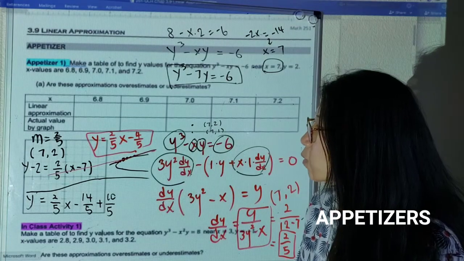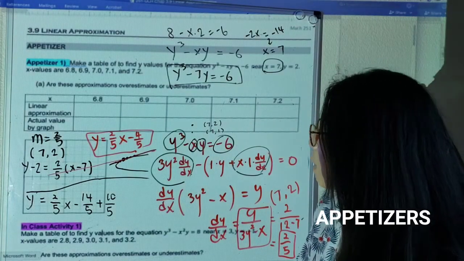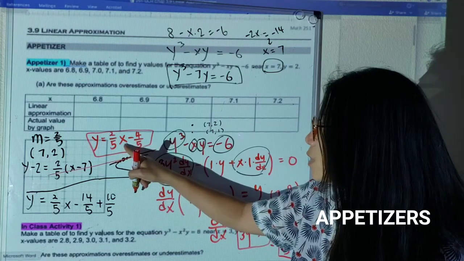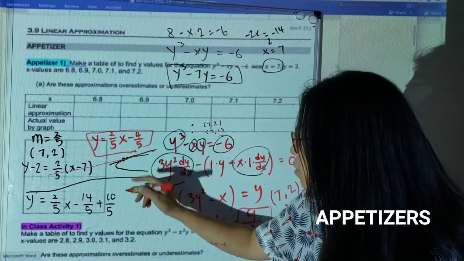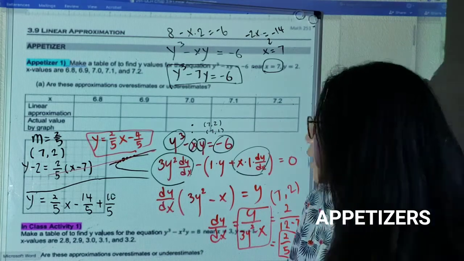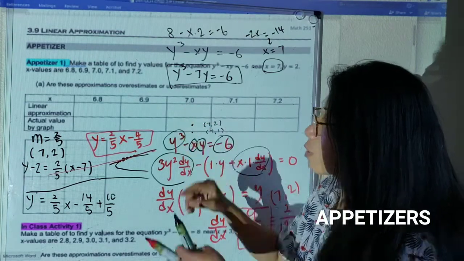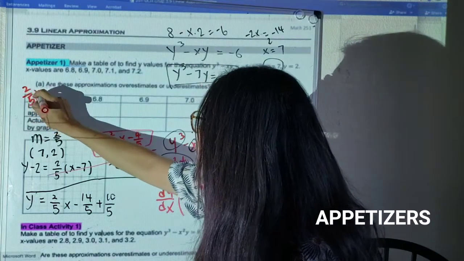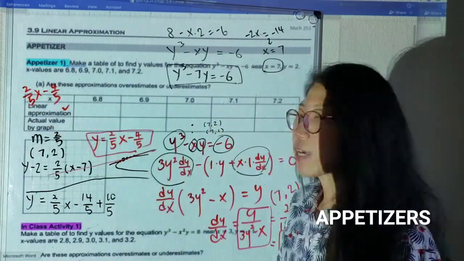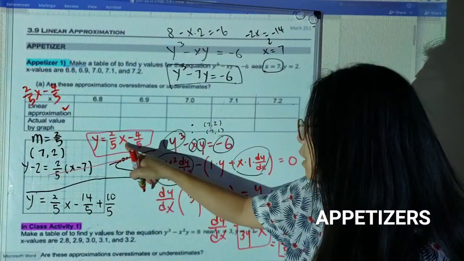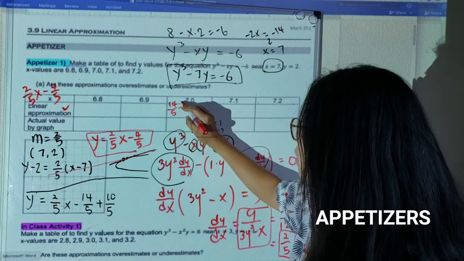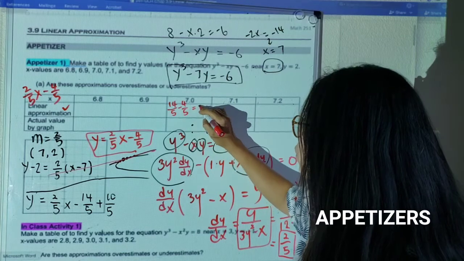So now I'm going to plug in 7 and let's see what happened. I know I need more room, right? Since it's linear approximation, the equation is going to be 2/5 x minus 4/5. So for 7, that is going to be 14/5 minus 4/5. That gives me 2. Wow!